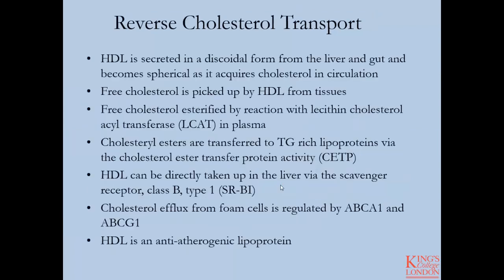So some key points on reverse cholesterol transport. HDL is secreted in a discoidal form from the liver and the gut. It becomes spherical and more lipid-rich in nature as it acquires cholesterol through circulation. Free cholesterol is picked up by HDL from tissues and immune cells such as monocytes and macrophage. Free cholesterol picked up by the HDL particles is then esterified with the help of lecithin cholesterol acyltransferase in plasma.